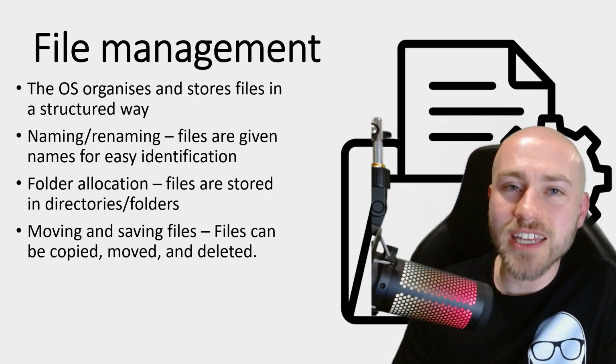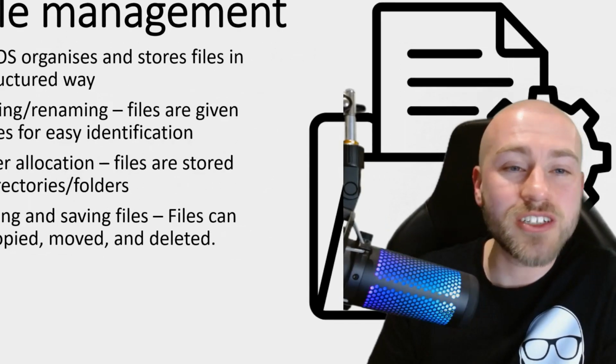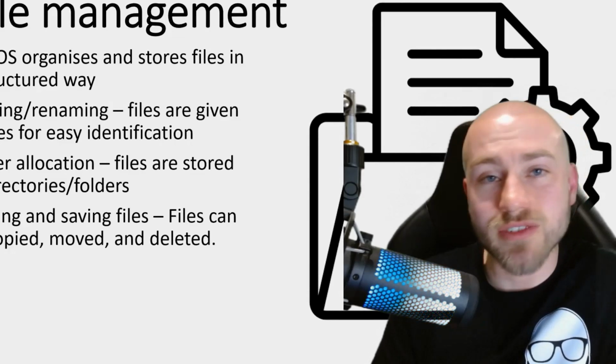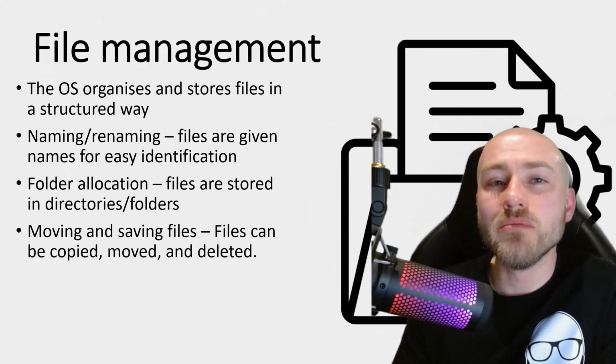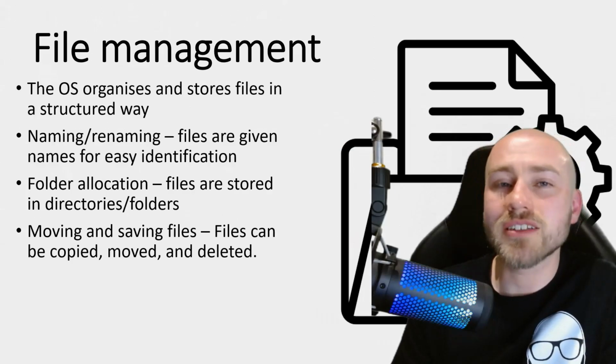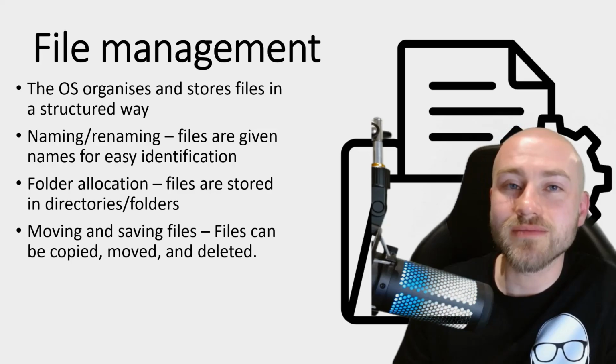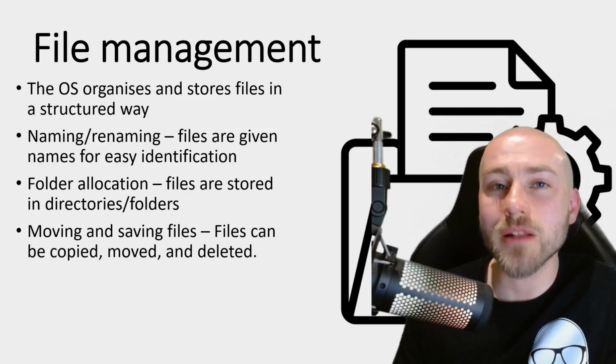So as a final overview of system software file management, we've got naming, renaming files so they're given easy identification for us. We've got folder allocation so that files are stored in the different directories or folders as we call them. And we can move and save different files. Files can be copied, moved, or deleted. And all of this comes under what we call file management.